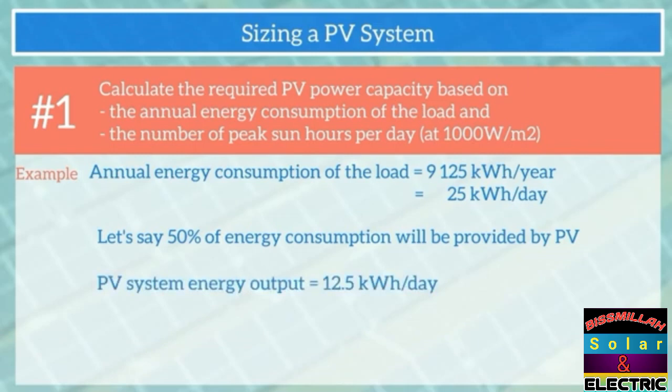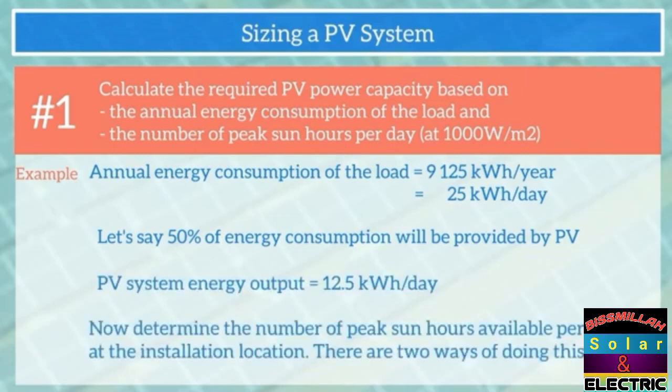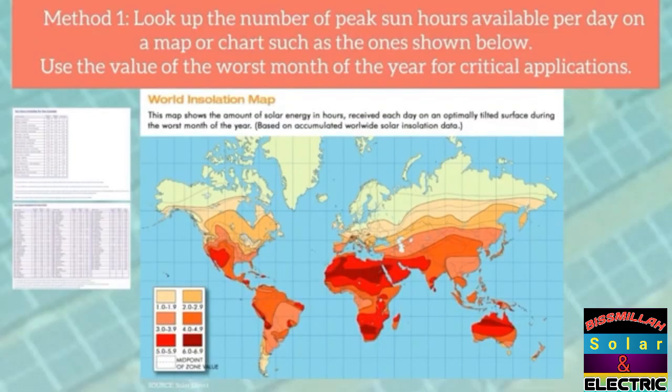Now determine the number of peak sun hours available per day at the installation location. There are two ways of doing this. In the first method, you look up the number of peak sun hours available per day on a map or chart such as the ones shown below. Remember to use the value of the worst month of the year for critical applications.